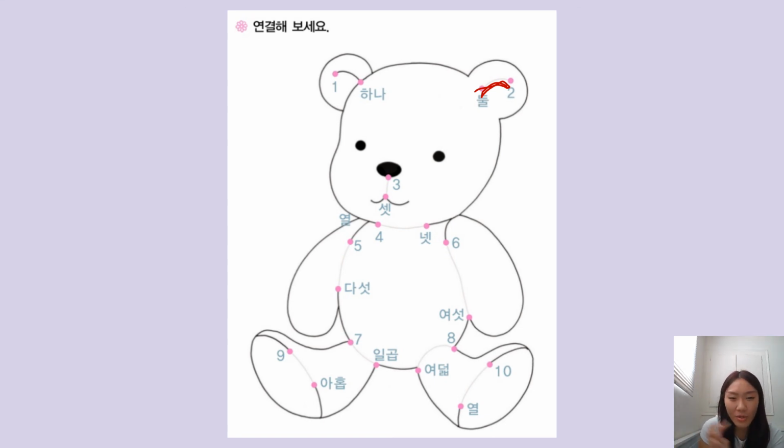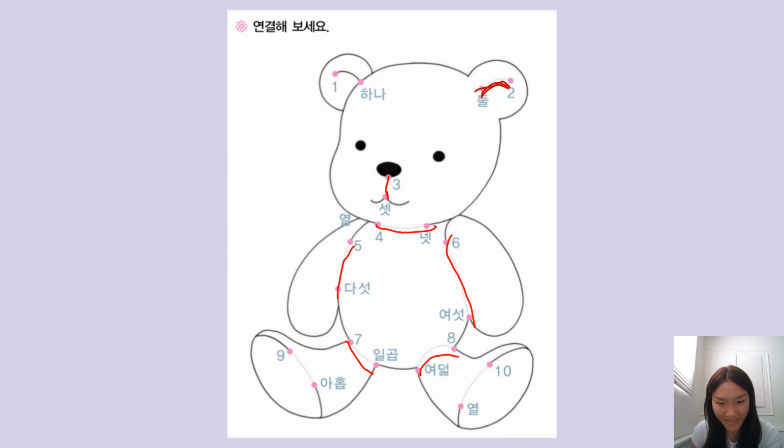And then we're gonna find number 3, which is right over here. So we're gonna connect 3 and 셋, just like that. Ooh, that's also very bad. And then just keep doing it for all the other numbers. So 4 and 넷 go together. 5 and 다섯 go together. 6 and 여섯 goes together. 7 and 일곱 go together. 8 and 여덟 goes together.